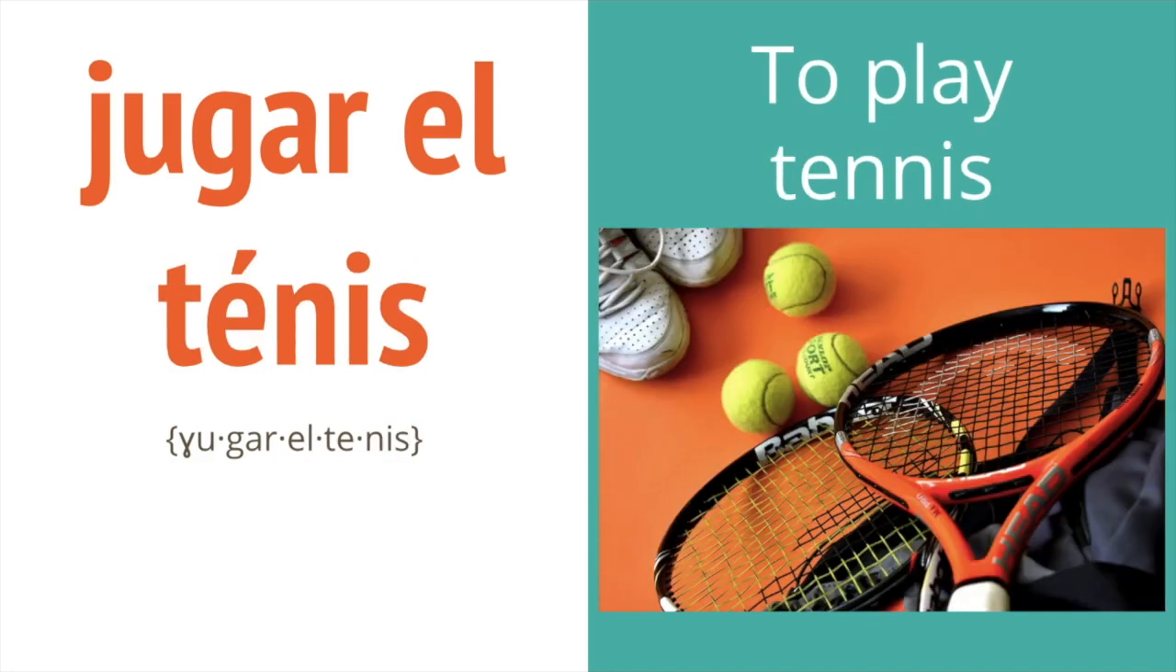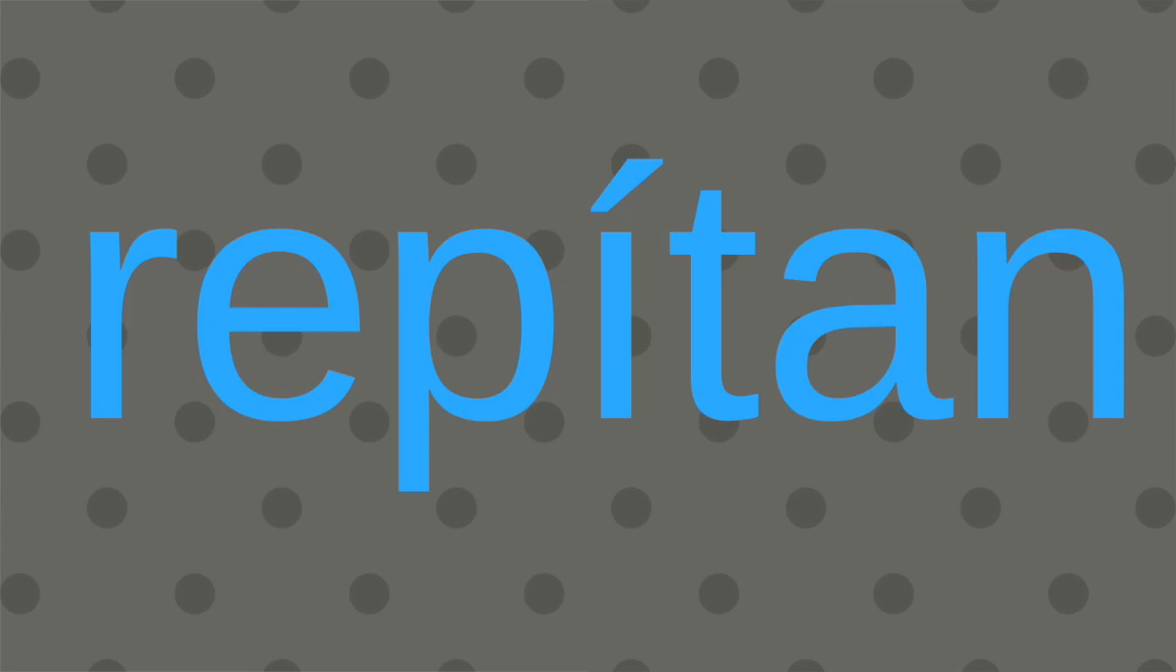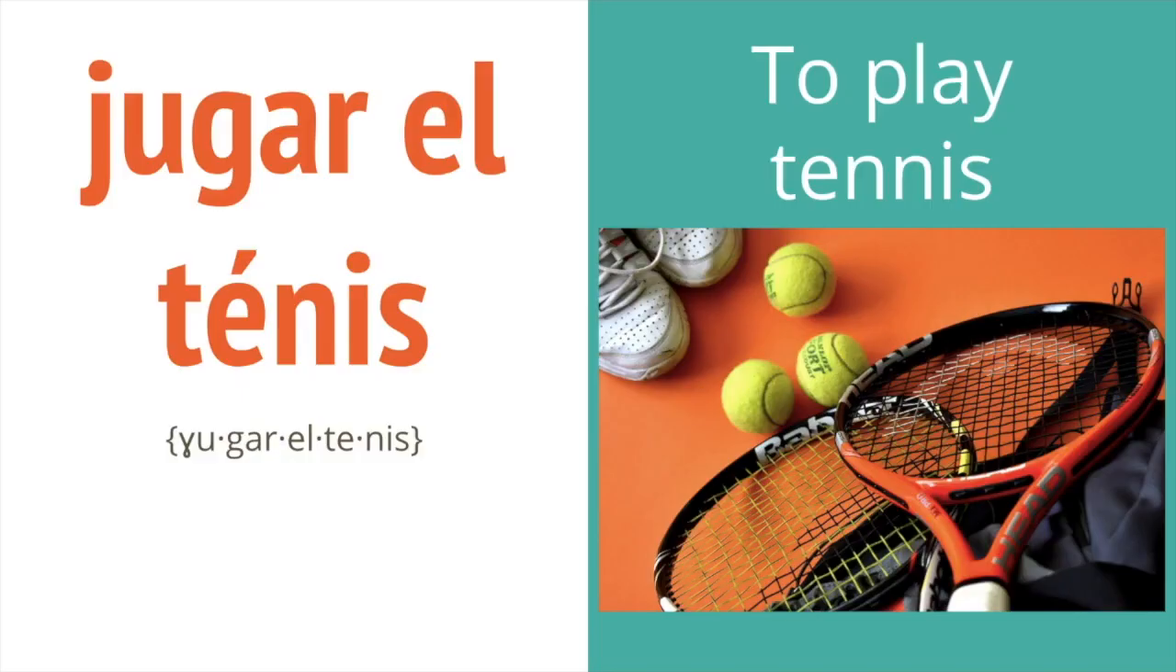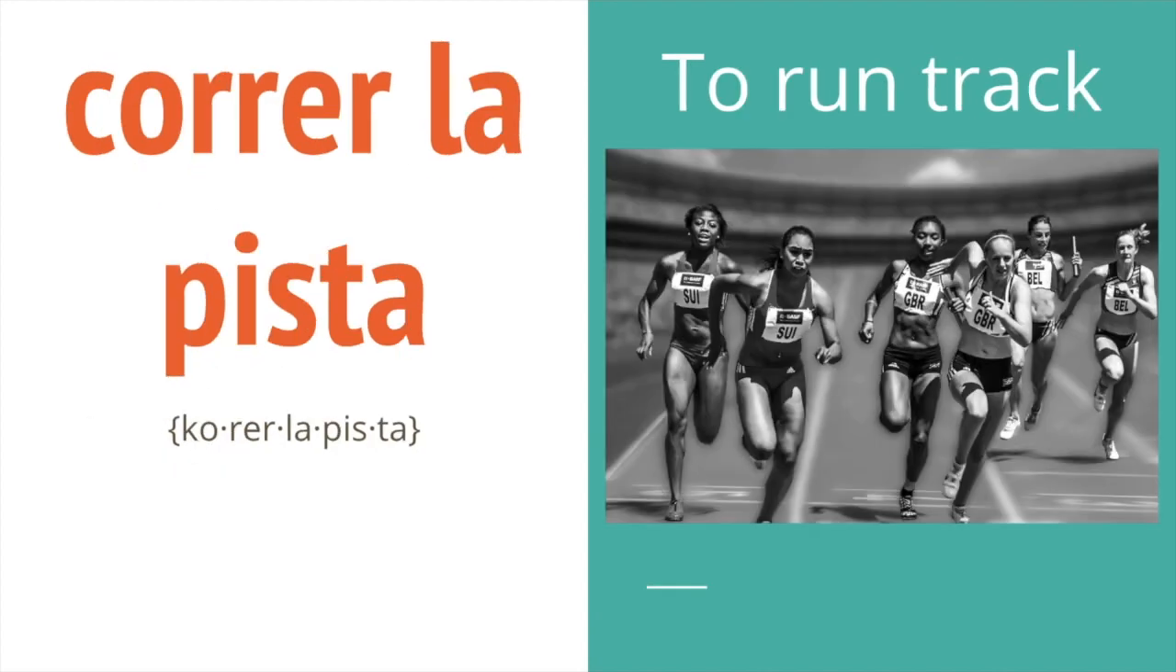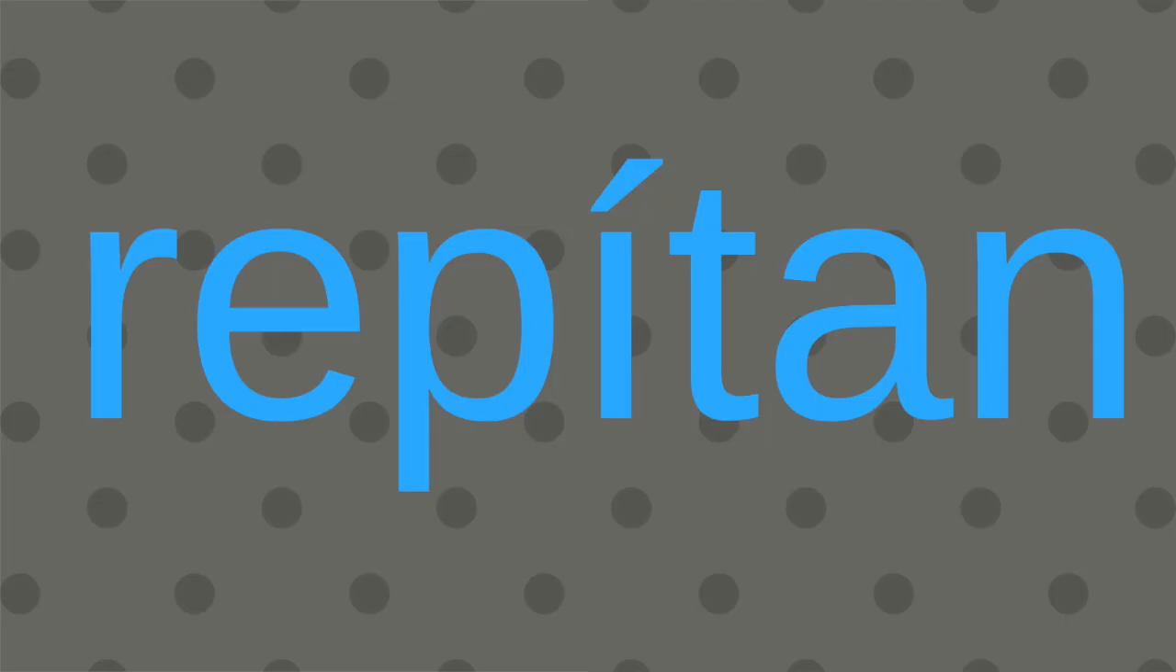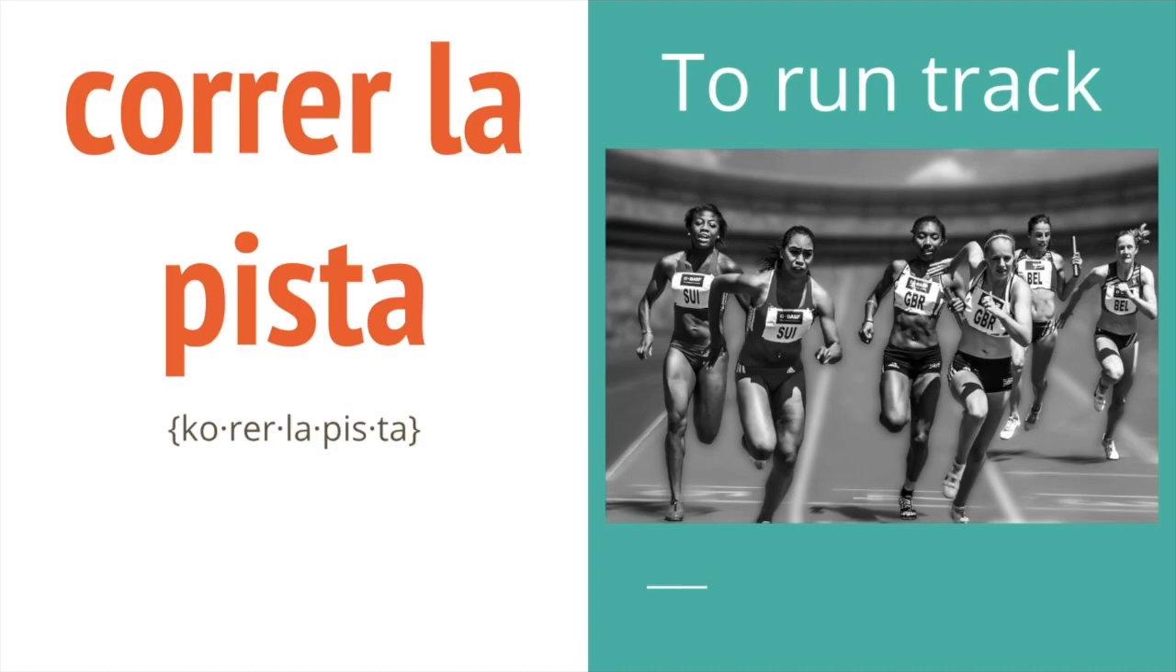Jugar el tenis. Repitan, jugar el tenis. So here we have a change in spelling. You just lose one of the N's from the English version, and you add an accent over the E. Correr la pista. Repitan, correr la pista. That's to run track. So correr is to run, and then la pista is the track.